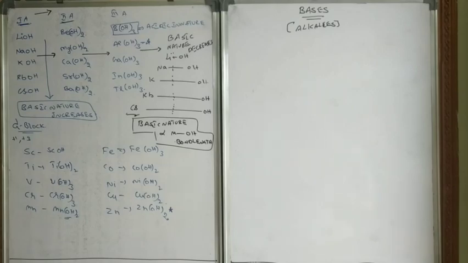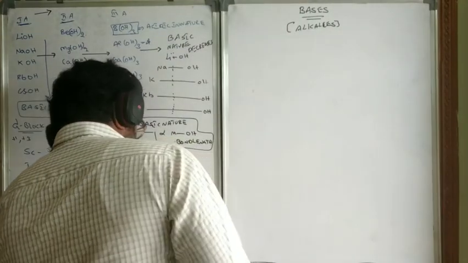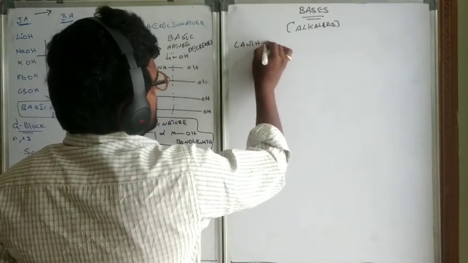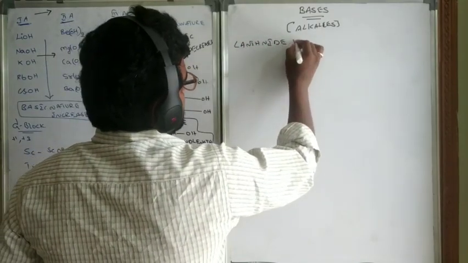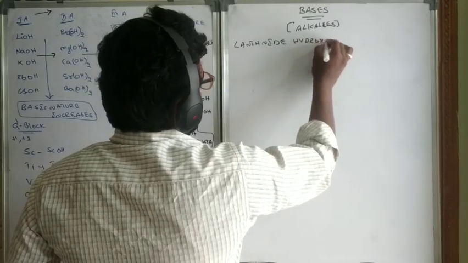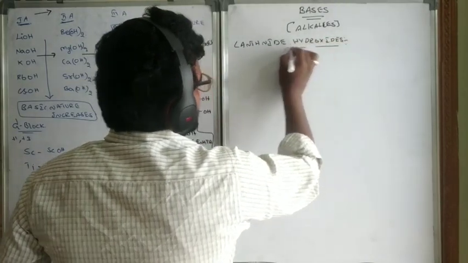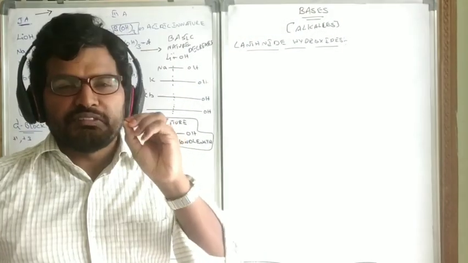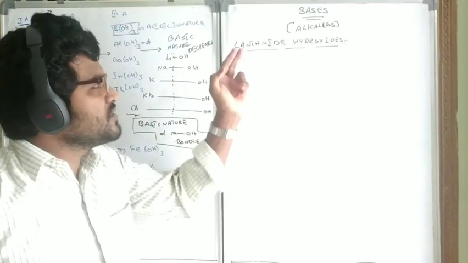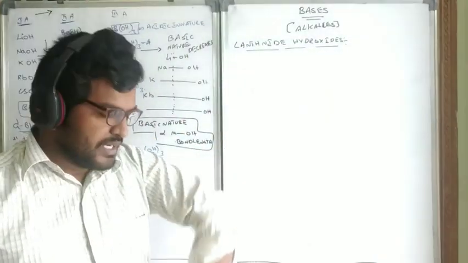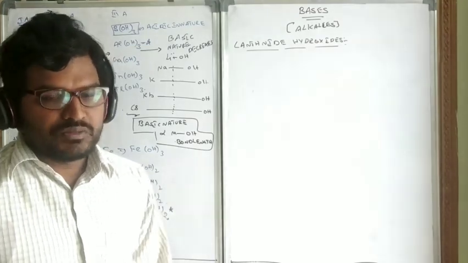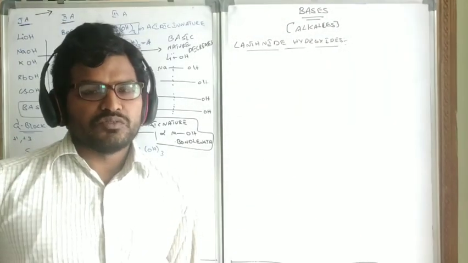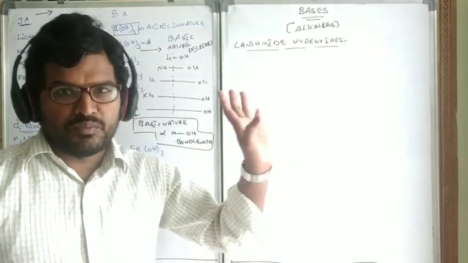Now let us see the lanthanide element bases. Lanthanide hydroxide. This one is very important. Actually, for every student, it is a very challenging topic to identify the lanthanide elements and then the actinide elements. I will tell you one mnemonic also. In the next video, I will produce that mnemonic. With that, you can easily remember it for a lifetime.